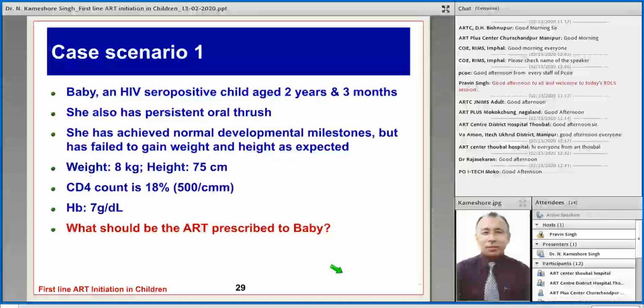So let us see some case scenarios as time is available. Let us see case 1. Baby, an HIV-positive child aged 2 years and 3 months, that is less than 3 years, also has persistent oral thrush. She has achieved normal developmental milestones but has failed to gain weight and height as expected. The weight is 8 kg, height is 75 centimeters. CD4 count is 18%, that is 500 per cubic millimeter. Hemoglobin is 7 gram/deciliter. Let us see what ART should be prescribed to this baby.